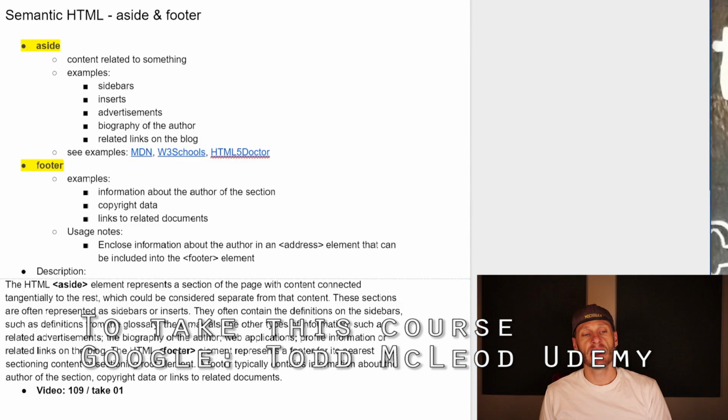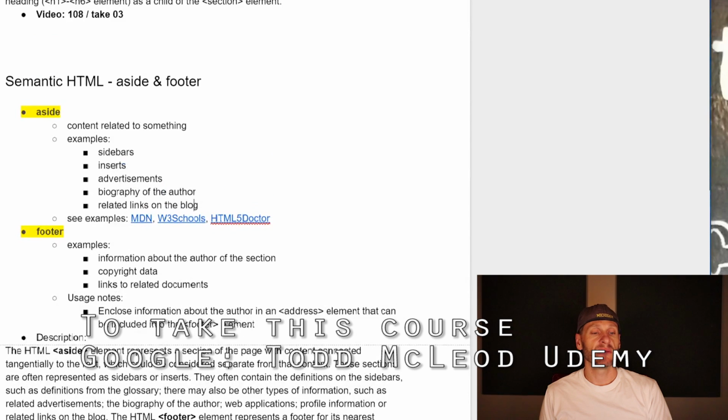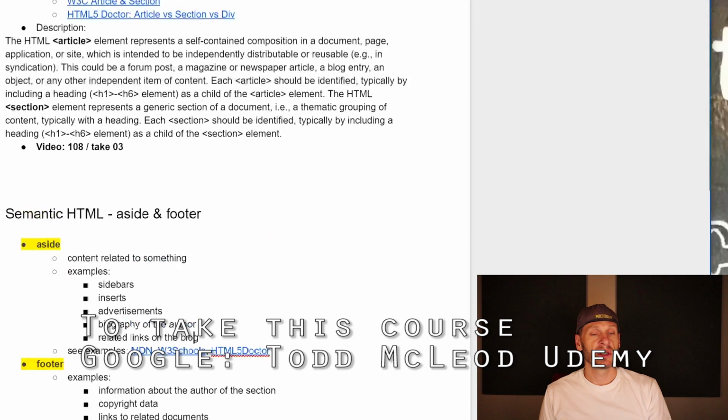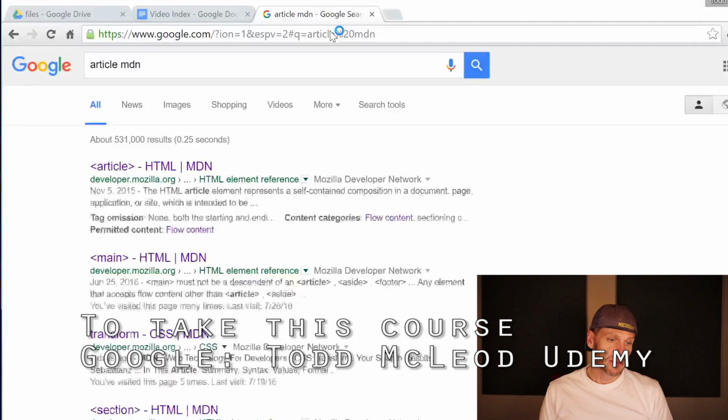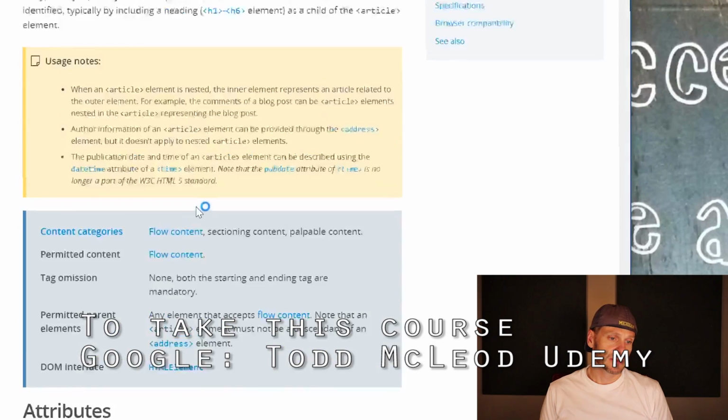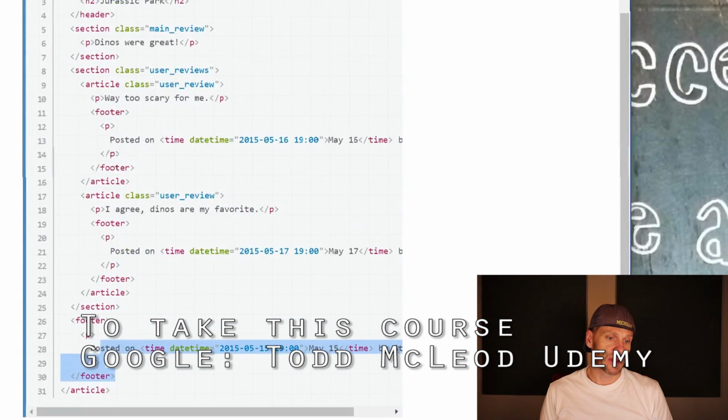And anything that accepts flow content can have a footer. An article can have a footer. A section can have a footer. The whole page can have a footer. We saw with an article, it had that footer. So right here, article has that footer right there.